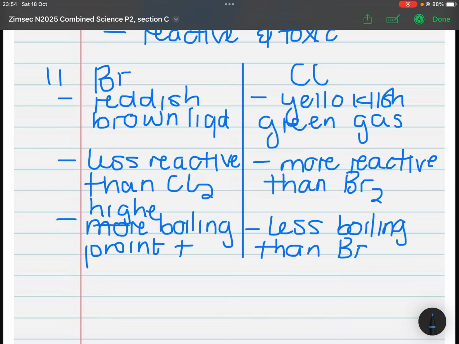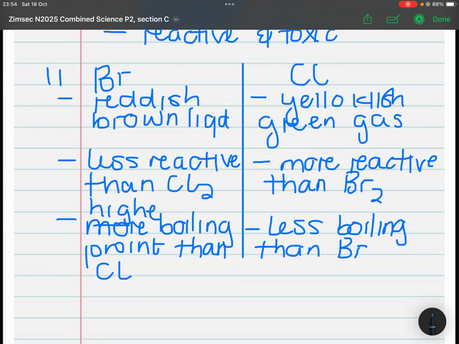So in summary, we are saying bromine is a reddish brown liquid at room temperature. Chlorine is a yellowish green gas at room temperature. Bromine is less reactive than chlorine. Chlorine is more reactive than bromine, right?